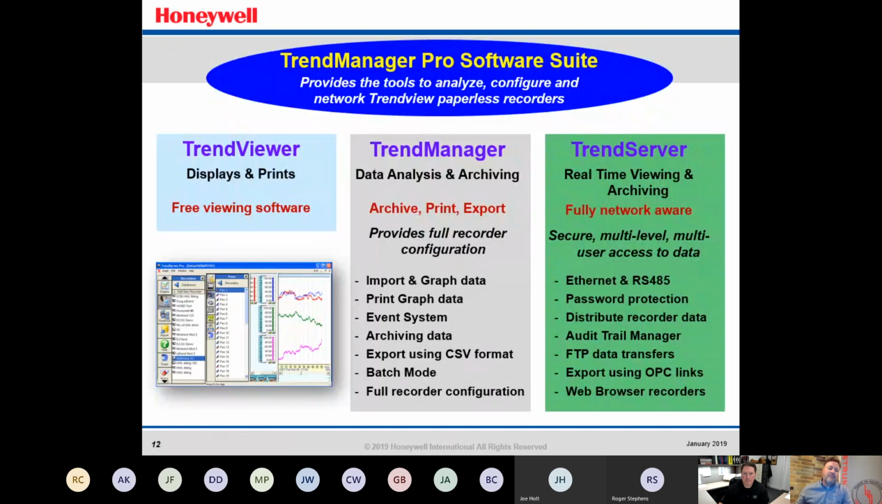The other feature of the Trend Manager, it does allow you to do a full configuration of the recorder. So if you wanted to configure the recorder offline on a PC, save it, and then export it to the recorder, you can do that as well. Last but not least is the Trend Server software. This has all the same feature set as the Trend Manager. It also allows you to do real-time, so you're able to hook up your Ethernet connection, import the data, and also log the data real time on the Trend Server as you're recording data on the recorder.